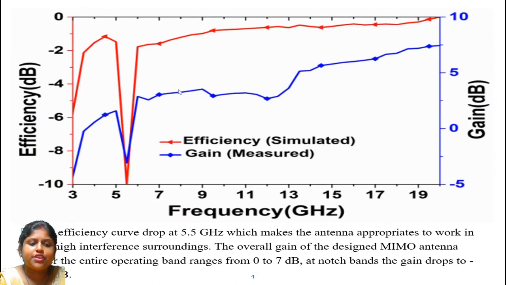Now, the gain and efficiency plot of the antenna. Both the gain and efficiency plots drop at 5.5 GHz. The 5.5 GHz is the resonant frequency of the band notching structure, and the efficiency curve drops at 5.5 GHz, which indicates that the antenna is appropriate to work in high interference surroundings. The gain of the antenna ranges from 0 to 7 dB, but at the notch band it drops to minus 4.5 dB.